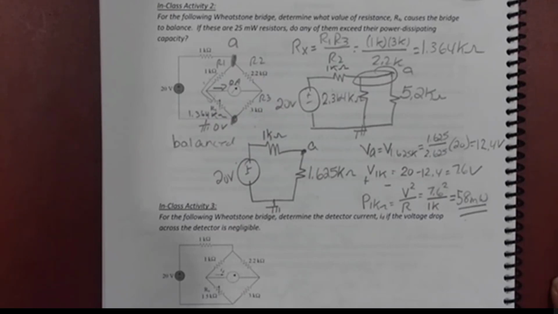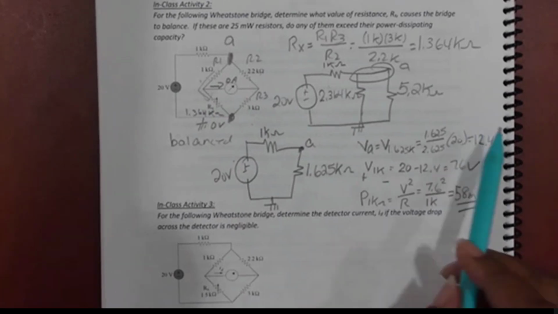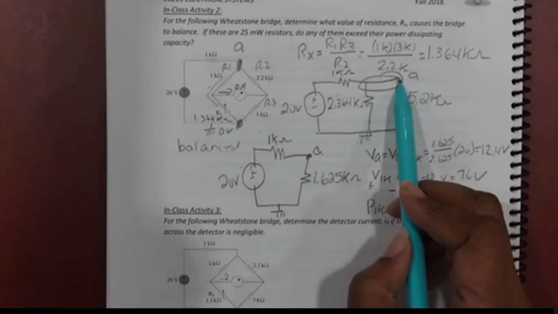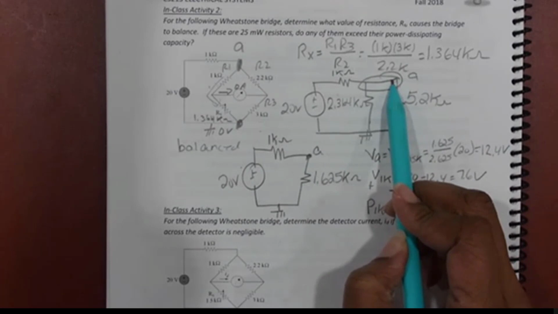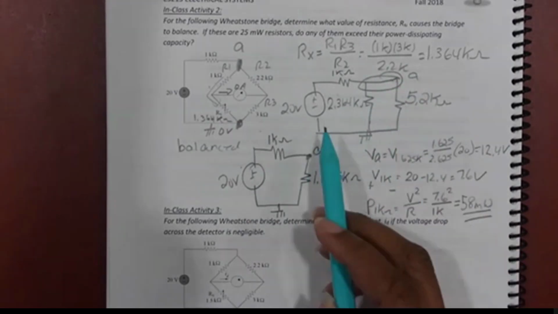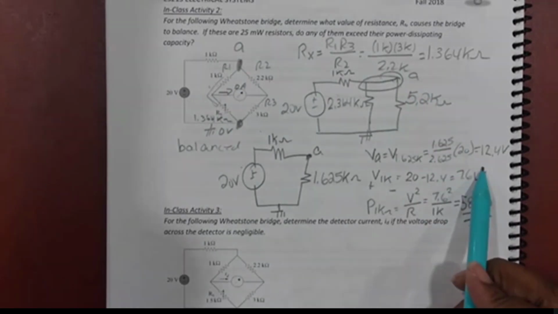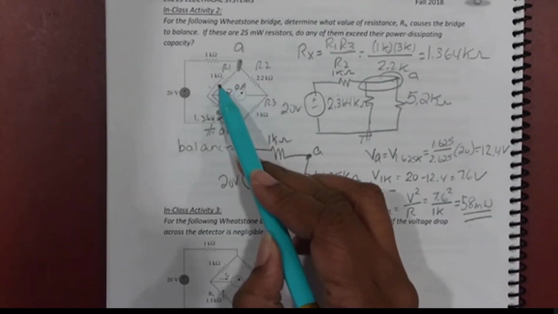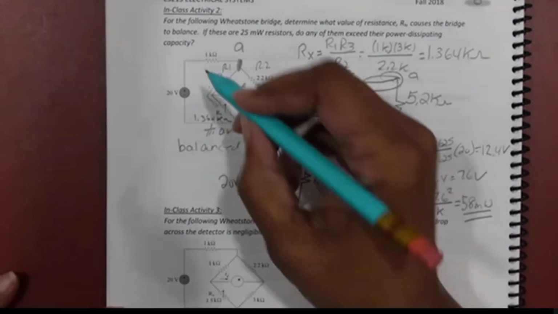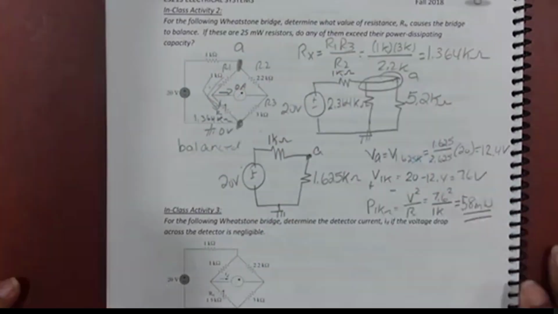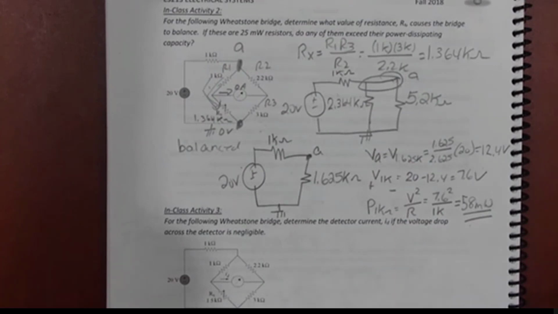Okay, so let's find some of the other powers. I now know that the voltage right here is 12.4 volts. I can find the current by taking 12.4 and dividing it by 1 plus 1.364, and that will give me the current down through here, and then I can use I squared R to find the power for that side.